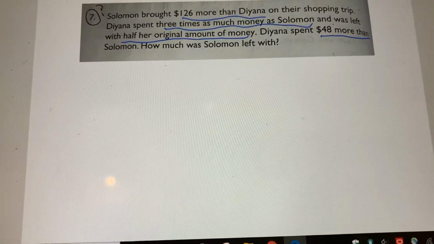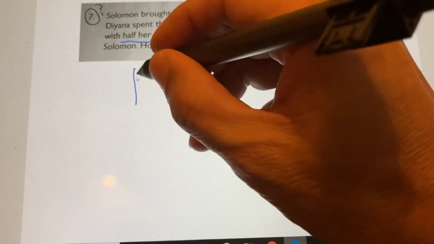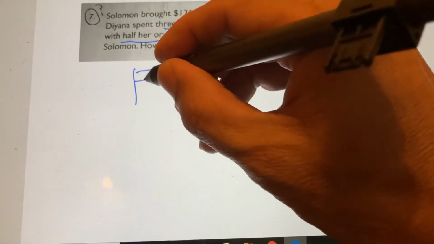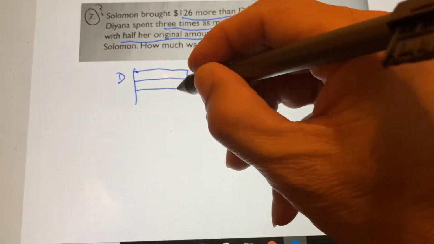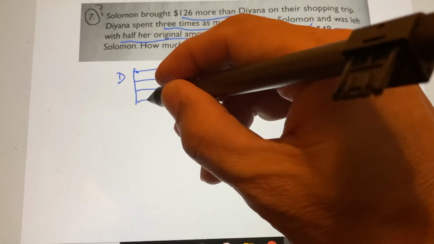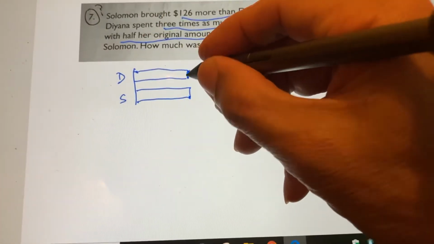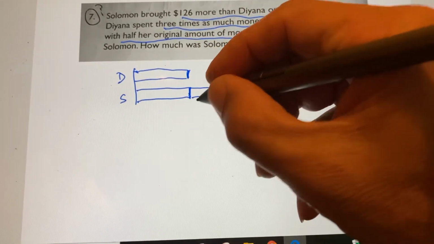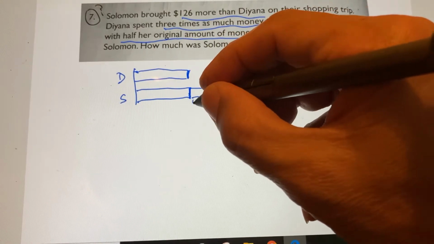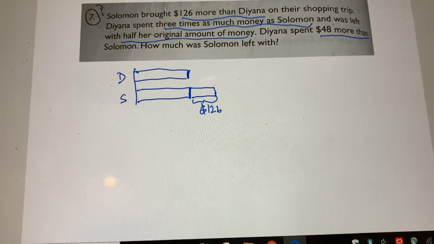From this first statement, we can quickly draw a model that looks something like this. We know that Diana has a certain amount of money. Please use a ruler and a pencil when you're drawing models. This would be Solomon. This would be the same amount of money, but Solomon had an additional $126. So this would account for that additional $126. Now let's look at the amount of money they spent.